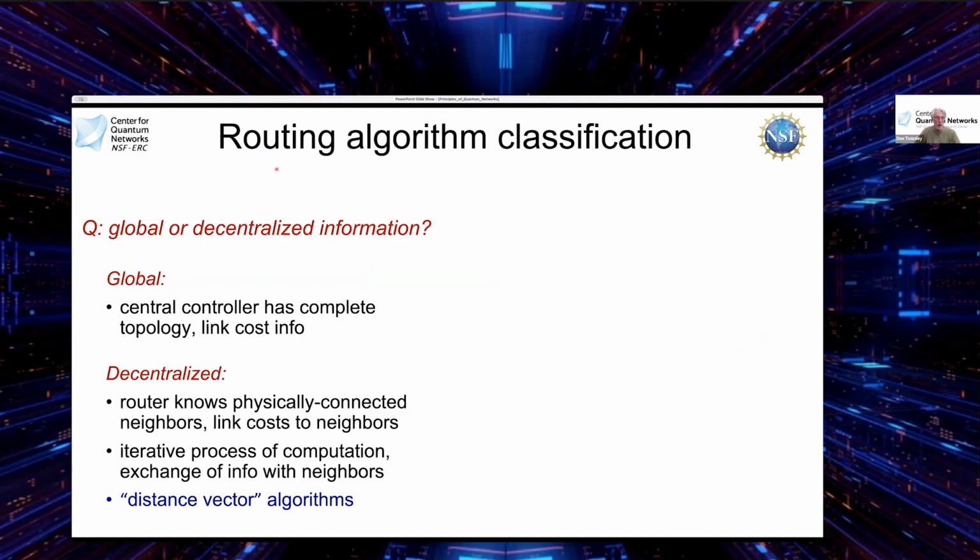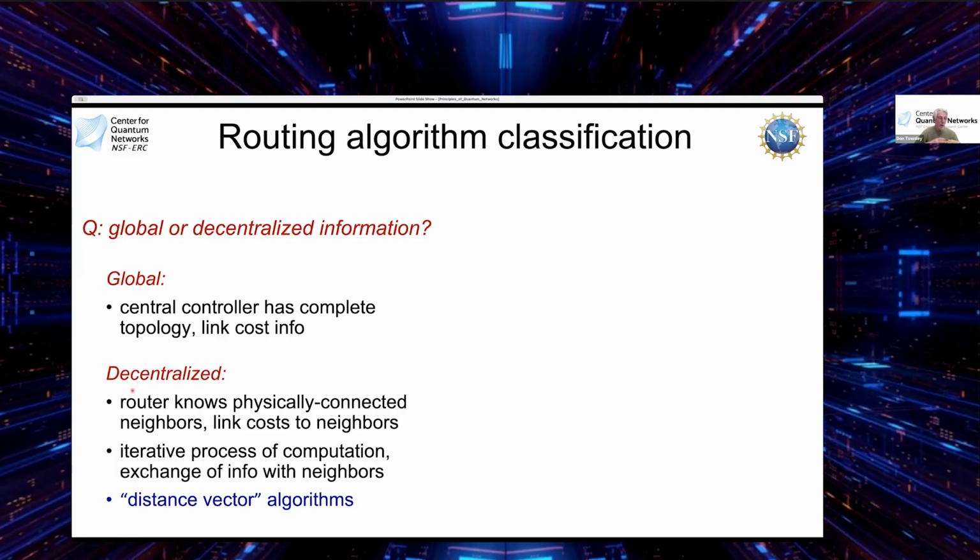Okay, so routing algorithms come in different classes. You could classify them as either being global, collecting all information about the network at one place and then running an algorithm to find good paths, or decentralized. As I said, global, you'd have a central controller. It has complete topology and link cost information.